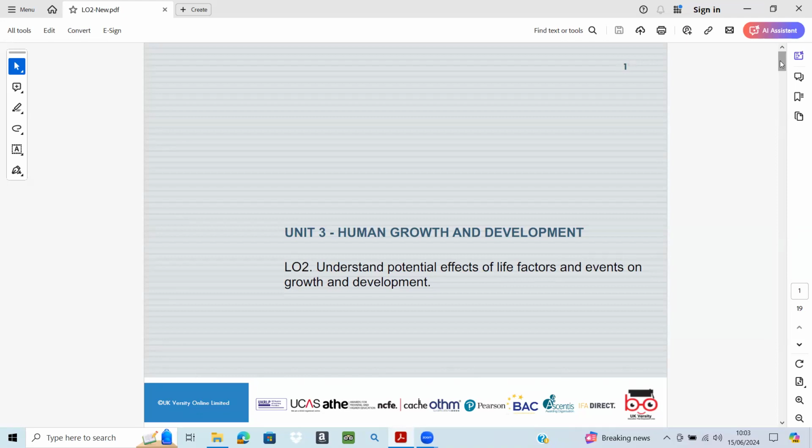So when we talk about learning outcome two, human growth and development are influenced by many factors, ranging from genetics and biology to environmental conditions and life events. And understanding these influences helps us gain a better insight into how individuals progress through different stages of life.